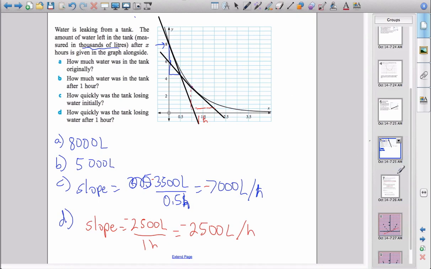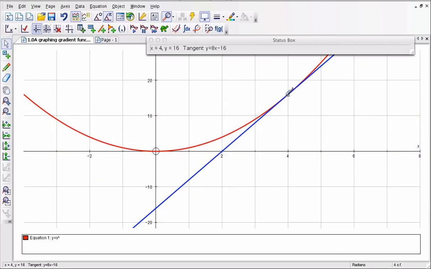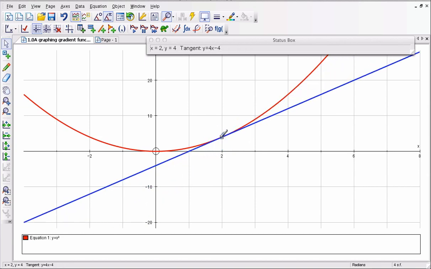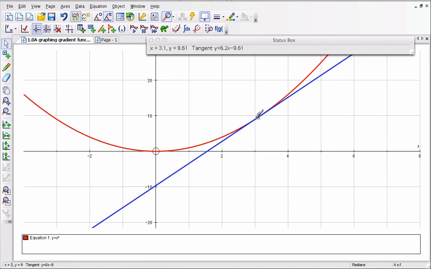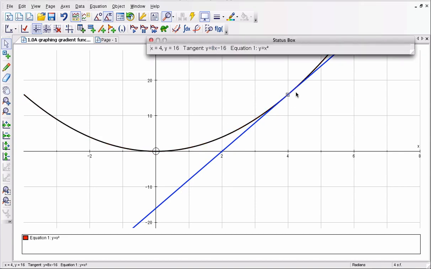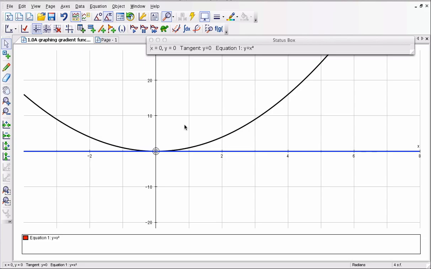Now we're going back to this graph here, and we're going to work out the slope of the tangent for any value of x. You see the slope changes. Here it's 4, here it's 6, here the slope of the tangent line is 8.2, or if I put it right on 4, it's 8. So the slope of that tangent line is constantly changing. Let's look at 0 first. At 0, the slope of the tangent line is 0.